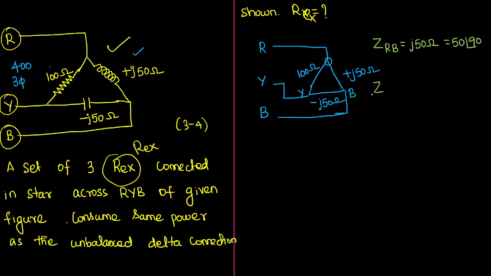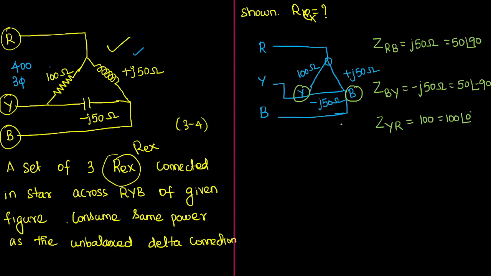If I observe the impedance between B and Y, where this is B and this is Y, I get minus j50 ohm, or 50 at an angle of minus 90 degrees. Between Y and R, it gives 100 ohm, which can be written as 100 at an angle of 0 degrees.